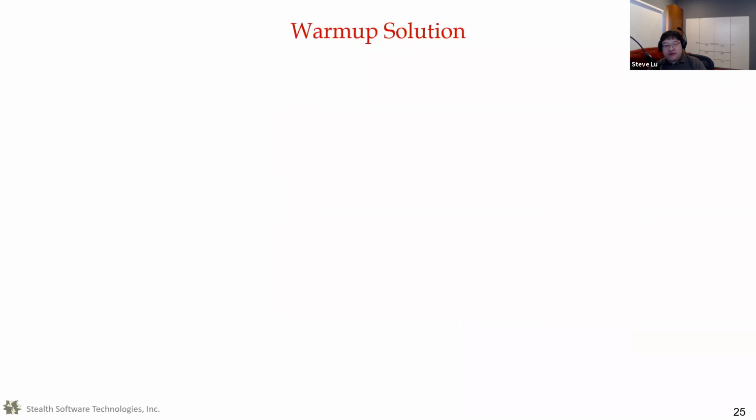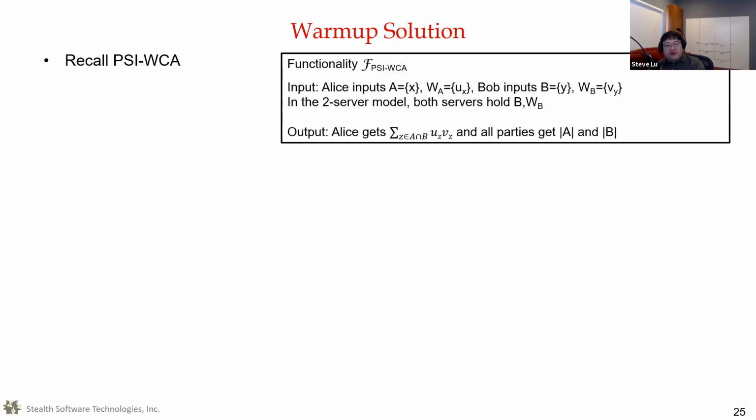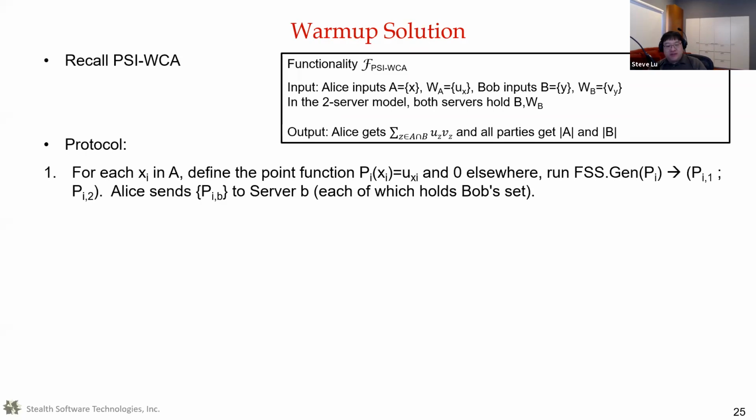Okay, so let's take a look at what this looks like algebraically. Recall the functionality that we're trying to achieve here. The protocol we just put down in pictures: for each token that the client Alice has, define the point function Pi, where Pi of xi is equal to the weight at xi and 0 otherwise, and run gen for each of these point functions. Then you get these two keys out, and you send the set of first keys to server 1, and the set of second keys to server 2.